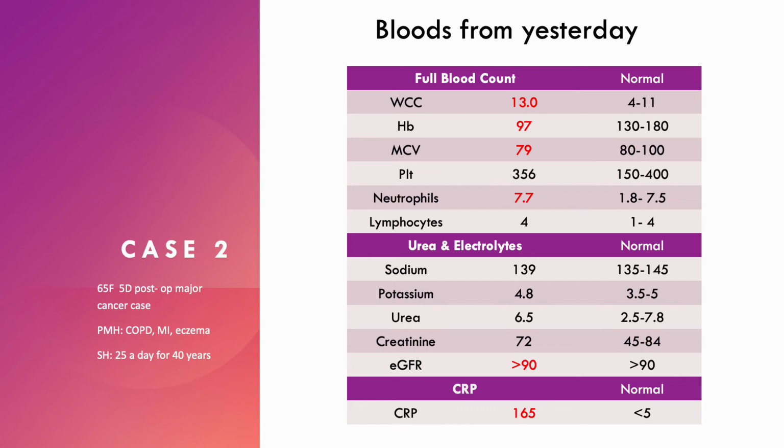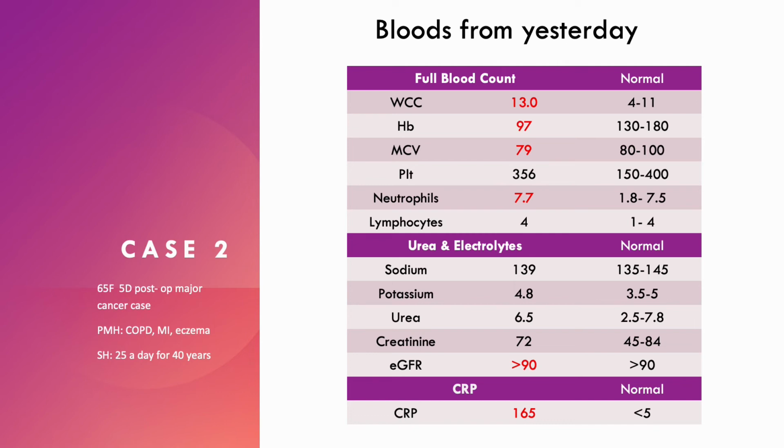We can see that the hemoglobin is low, and we've got MCV, which is mean cell volume. So when you take a low hemoglobin and a low MCV, that would be a microcytic anemia. And this is likely because the patient had blood loss from the operation.